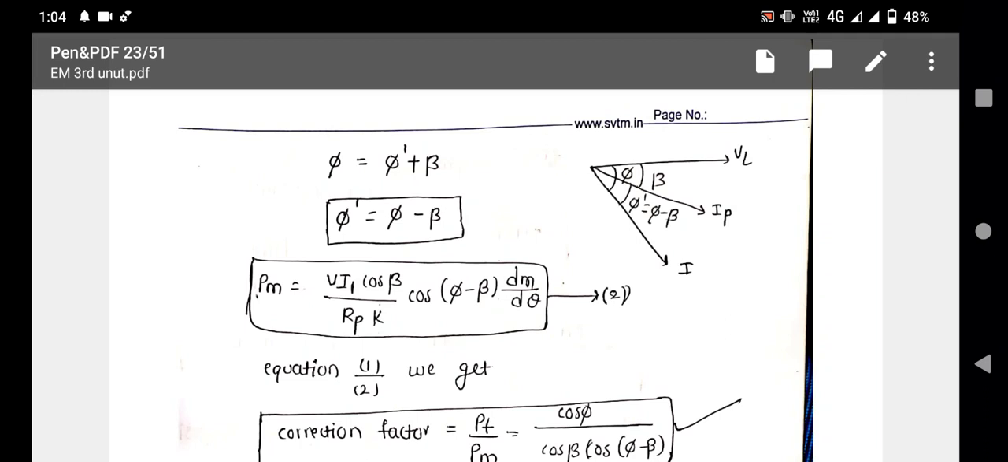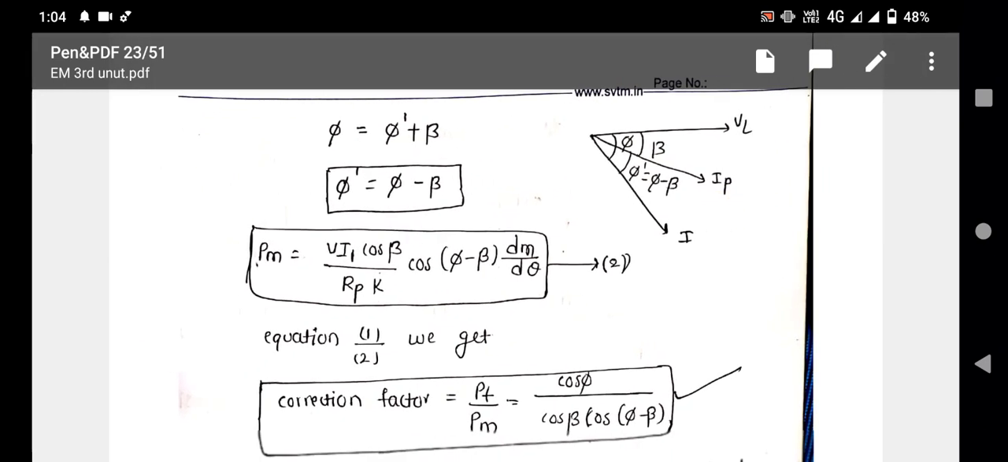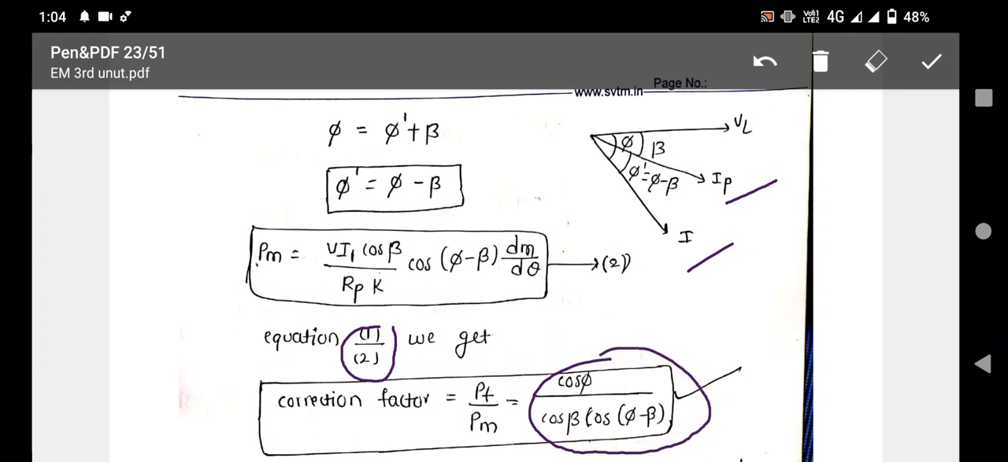By taking so many assumptions, there are two currents: the pressure coil current, and the current coil current, which is the load current. From that, measured power is VI1 cos beta by RP K cos(phi minus beta) dM by d theta. Doing equation 1 by 2, we will get cos phi by cos beta cos(phi minus beta). It is the important equation, the correction factor for a wattmeter.